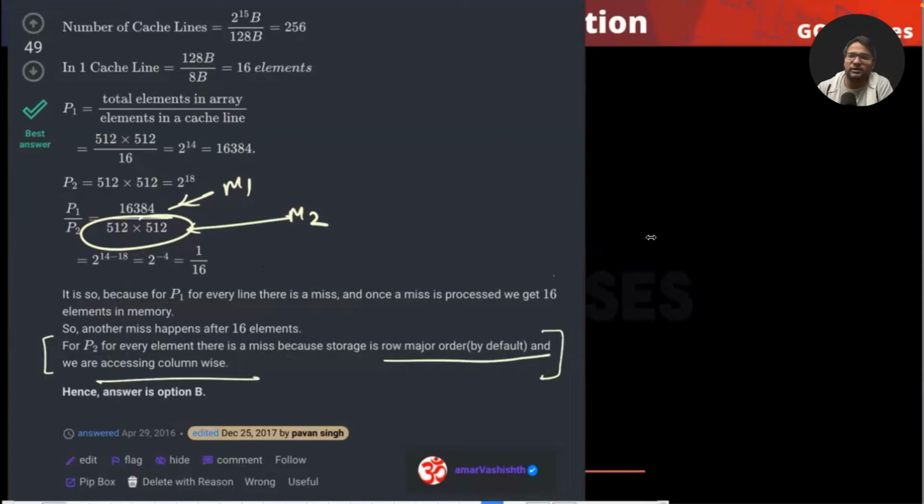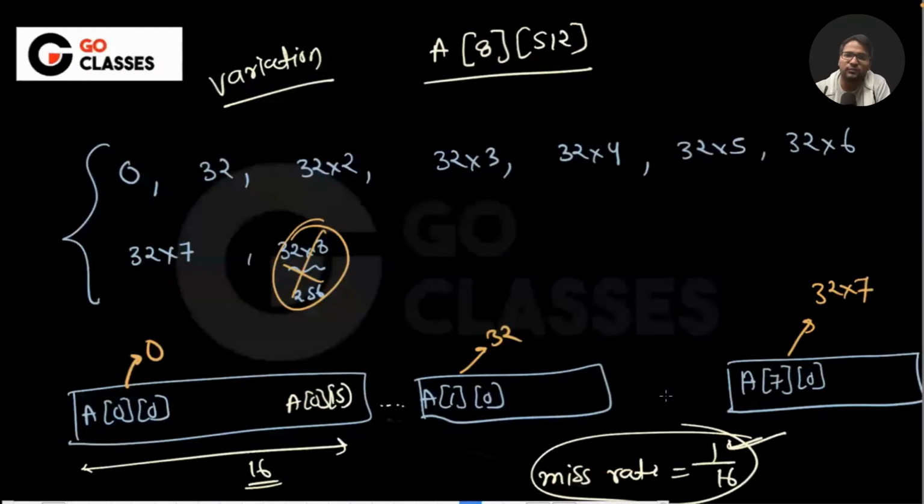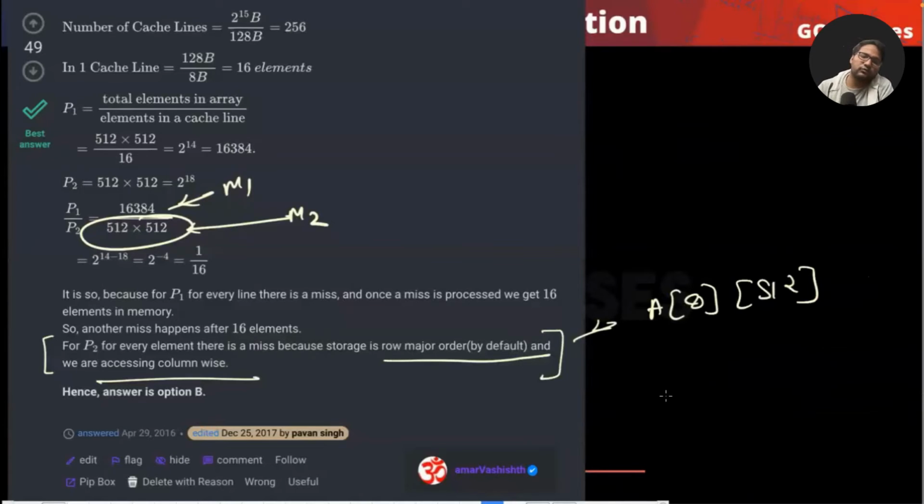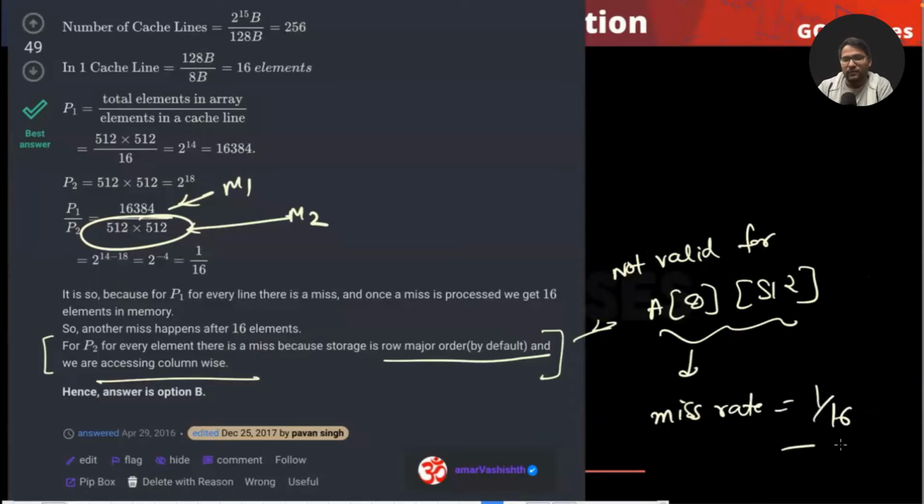If you have that particular variation that I just told you, which is A[8][512], do you think this particular line is even valid there? For this variation, do you have a miss for every element? No, right? So it is not valid for this. Even though this is selected as the best answer, it's not a very good explanation, obviously.